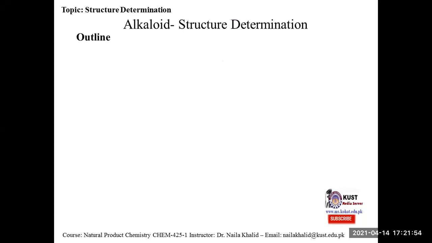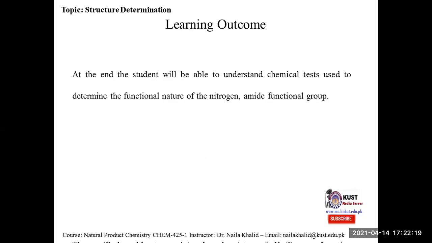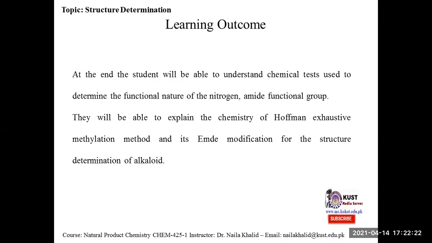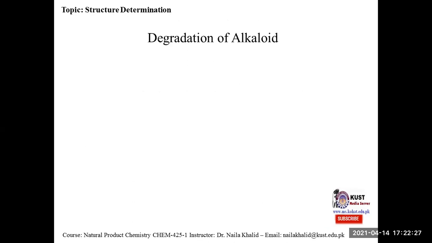The outline of the present session includes degradation of alkaloids. We will discuss some of the methods to degrade alkaloids in such a way that identifiable products are obtained, and it will be helpful in determination of the structure of that alkaloid. At the end, a summary of major points and references to the presented material. At the end of this session, you will be able to understand different methods of degradation of alkaloids.